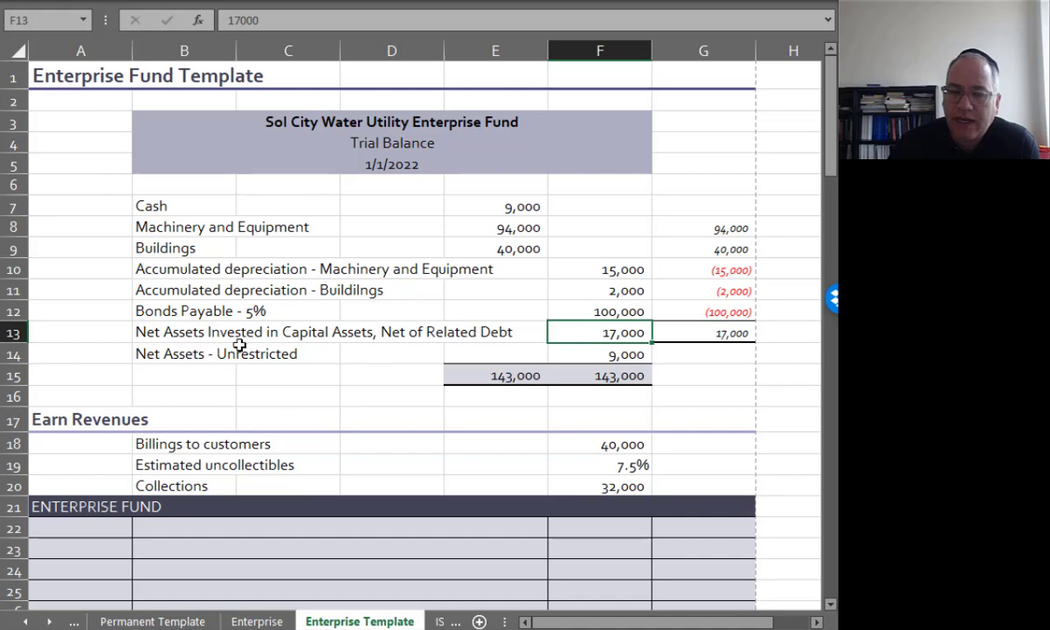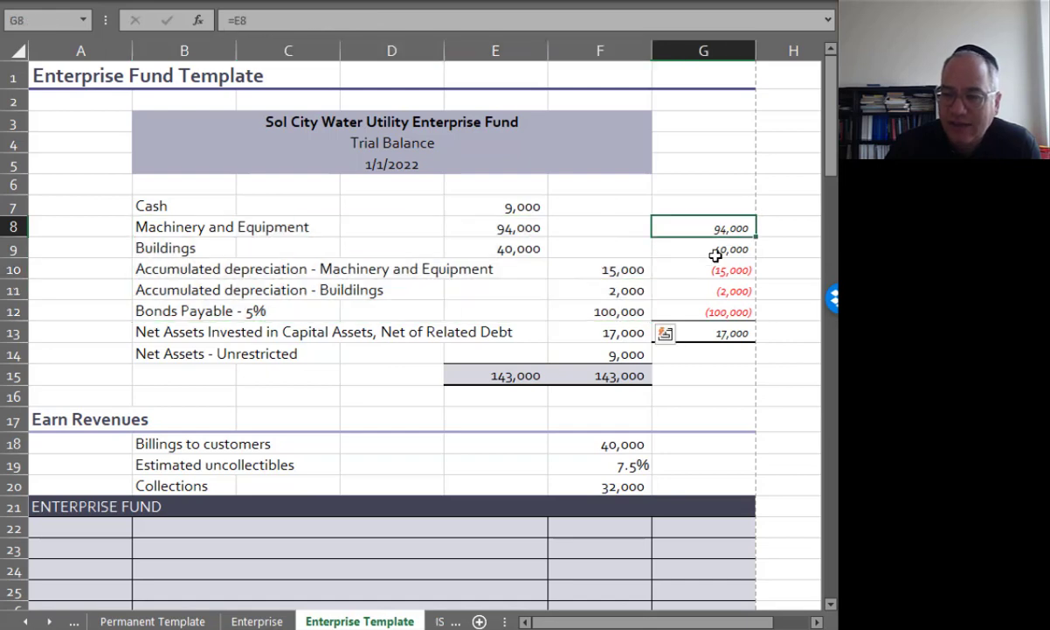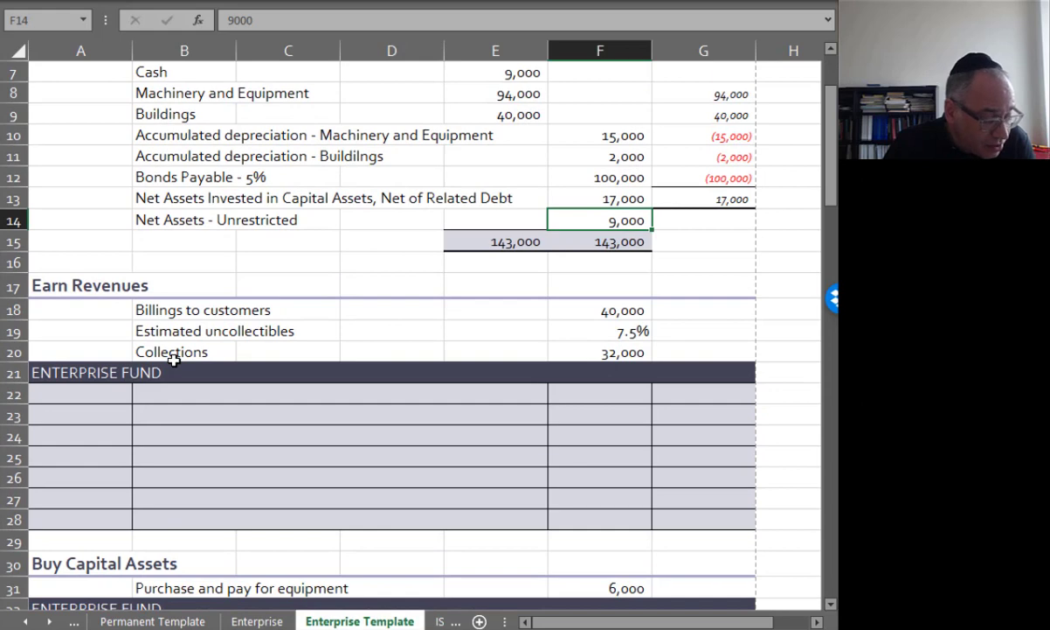Let me just explain how you get this net assets invested in capital assets, net of related debt. I'm going to refer to it as net assets invested, net of debt, since I'd like to use a shorter name than that. That would be the machinery and the equipment minus the accumulated depreciation and minus the bonds. I showed the calculation for that right over here, how we got $17,000, not $17,000, $9,000 is everything else.